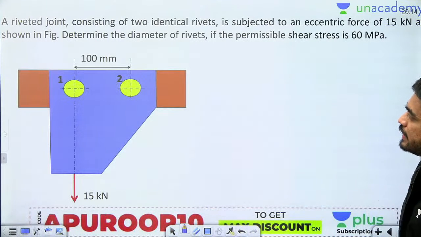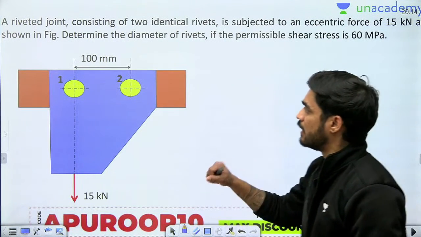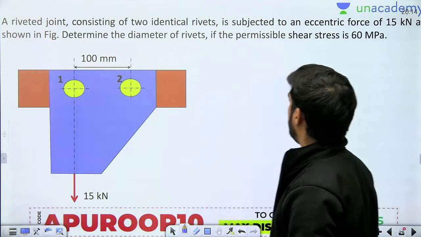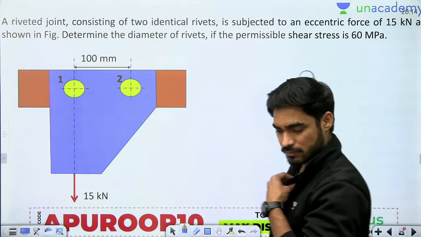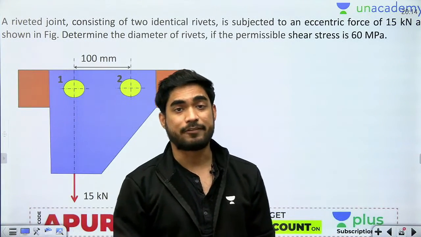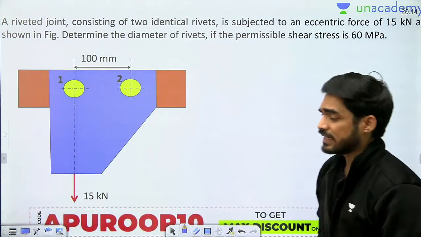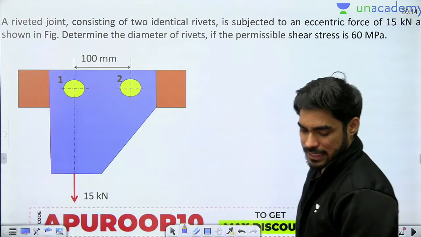A riveted joint consisting of two identical rivets is subjected to an eccentric force of 15 kilonewton as shown in figure. Determine the diameter of rivets if the permissible shear stress is 60 megapascal. How you will get the diameter? You need to find the equation of tau maximum. पहले tau maximum की equation बनानी पड़ेगी. From that equation we will get the diameter.